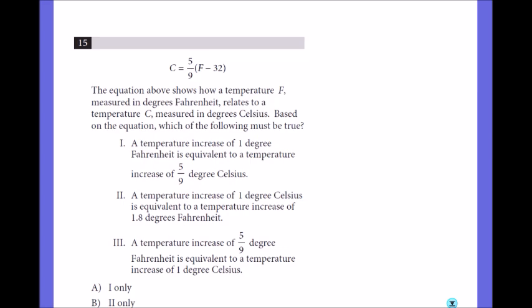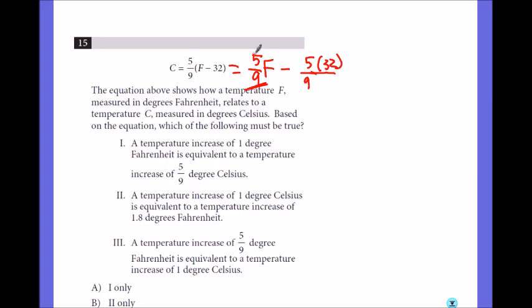Based on the equation, which of the following must be true? So if you rewrite this, this is the same thing as 5 over 9 times Fahrenheit minus 5 over 9 times 32. I'm not going to spend time multiplying it because this is the non-calculator section. Maybe you don't need that. It seems like they talk about slopes a lot, right? So this is the slope, right? y equals mx plus b. This is where you start, a negative number, and this is the rate of change.